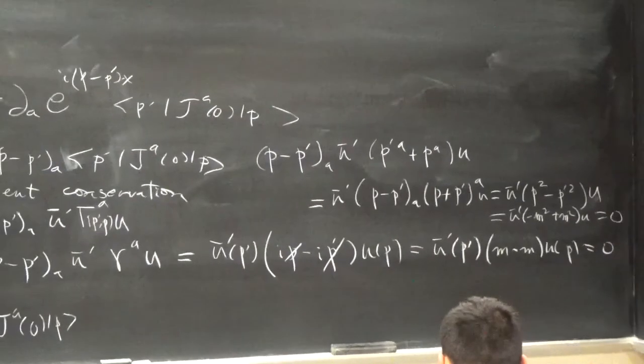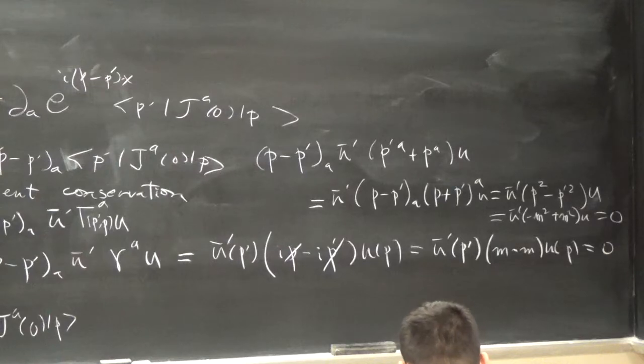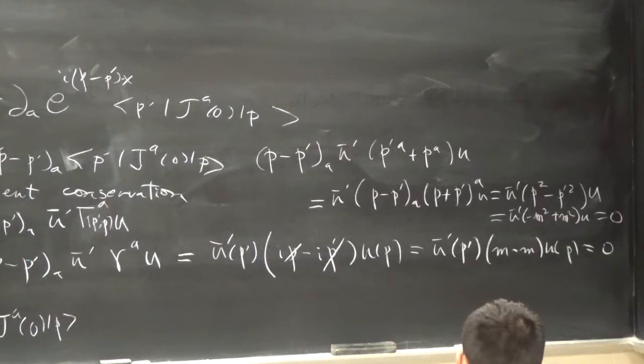So, having gone through all this algebra and gamma algebra and so forth, what we find is something that is proportional to gamma A and then proportional to P A plus P A prime. And those are exactly the terms that satisfy current conservation. In fact, they're also the most general terms that would give you a four-vector when put between two spinors. Other things would not transform the right way.